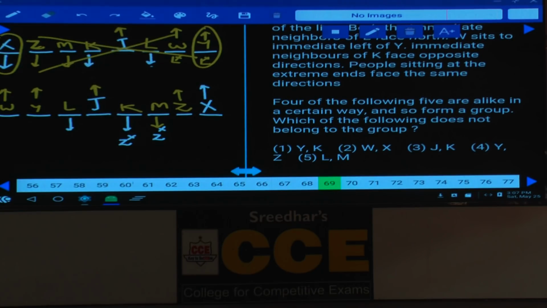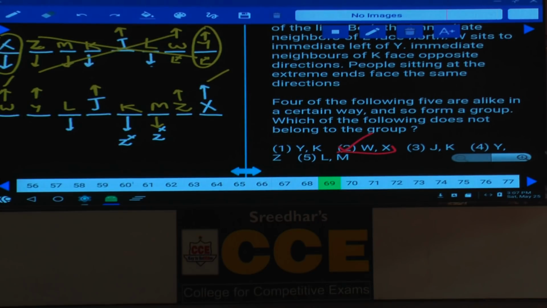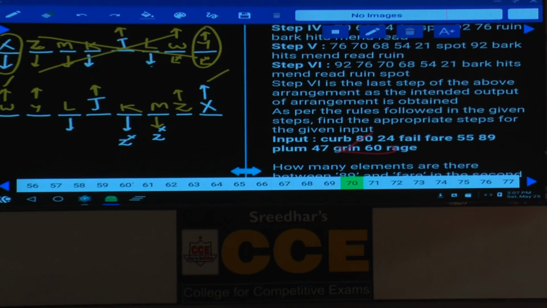Y and K, W and X, J and K, Y and Z, L and M. Yes, except choice 2. In the remaining choices, the persons are at the center, but here W and X are at the extreme ends. Clear now? This is about question number 69. These 2 persons, W and X, are at the ends, and the remaining persons are at the center of this row. Then question number 70 onwards.